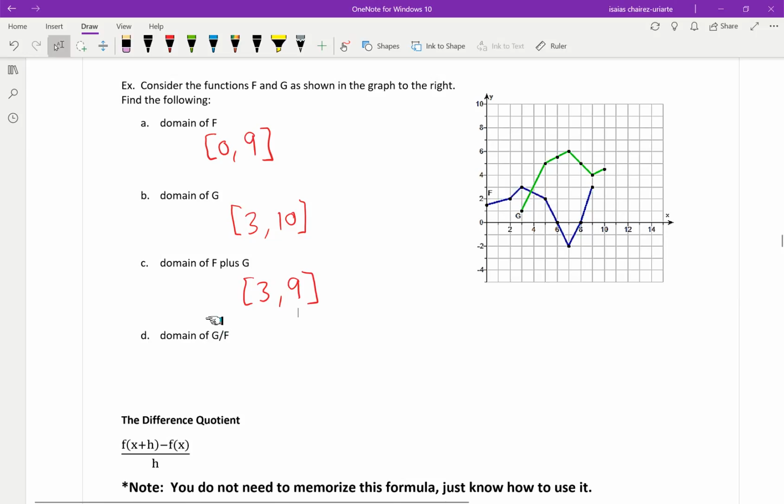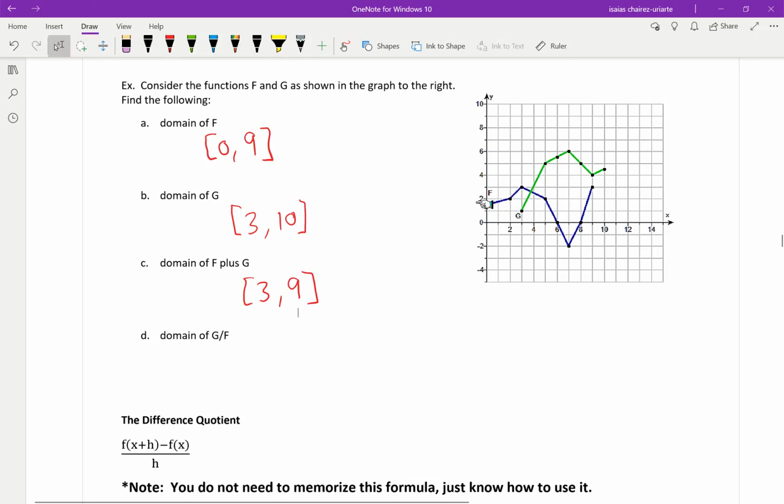So the domain of g over f is similar to the domain of f plus g, except that we need to get rid of any x values that make f 0. And well, let's look at the function f. When is it equal to 0? When is the y equal to 0?